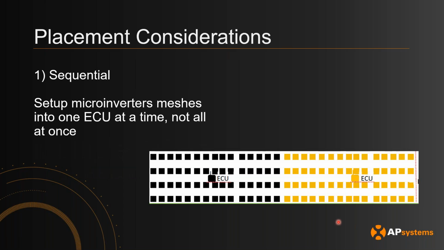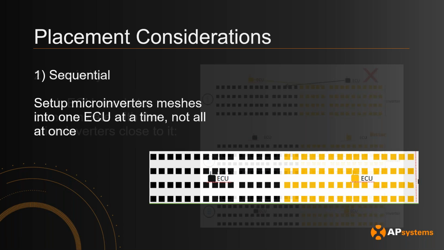First of all, if you have a multiple ECU setup, the important thing is to do the ECU setup sequentially. Basically, what I would recommend is to first set up an ECU, claim the microinverters through that first, let it form its network, and then move on to the next ECU. That way there is less ambiguity with regards to forming the Zigbee network. So number one is make sure that we install them sequentially.